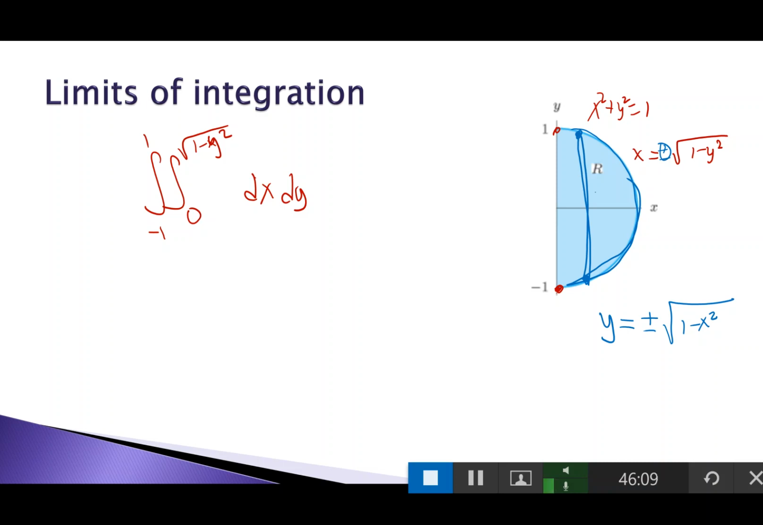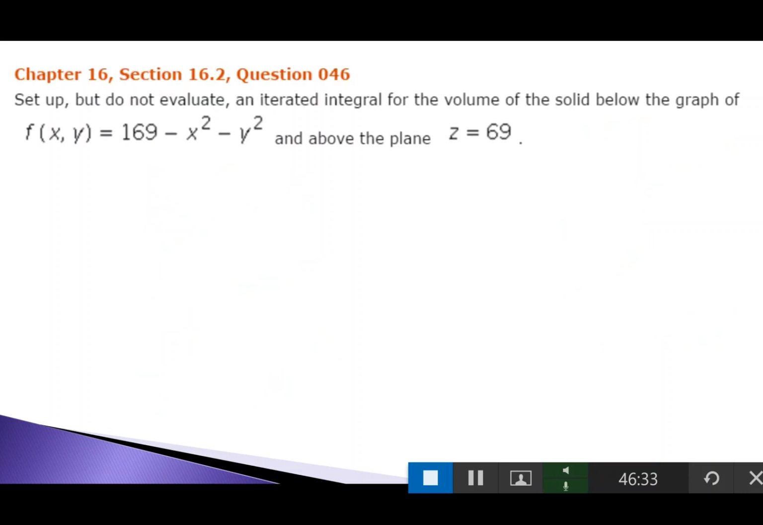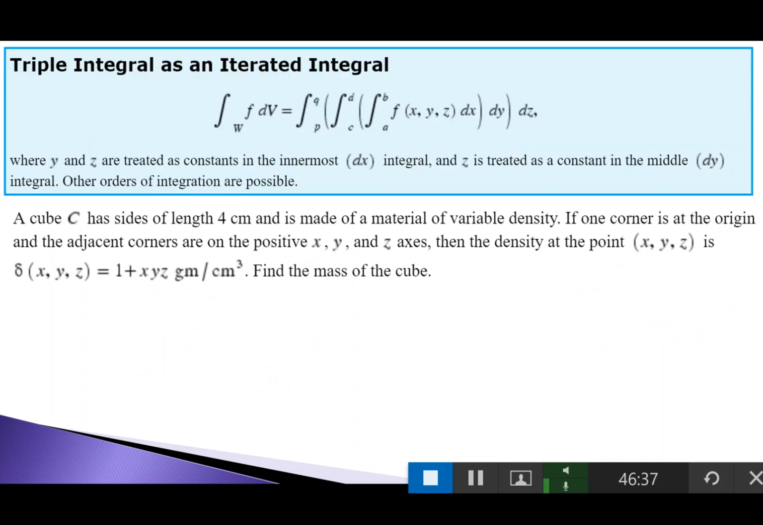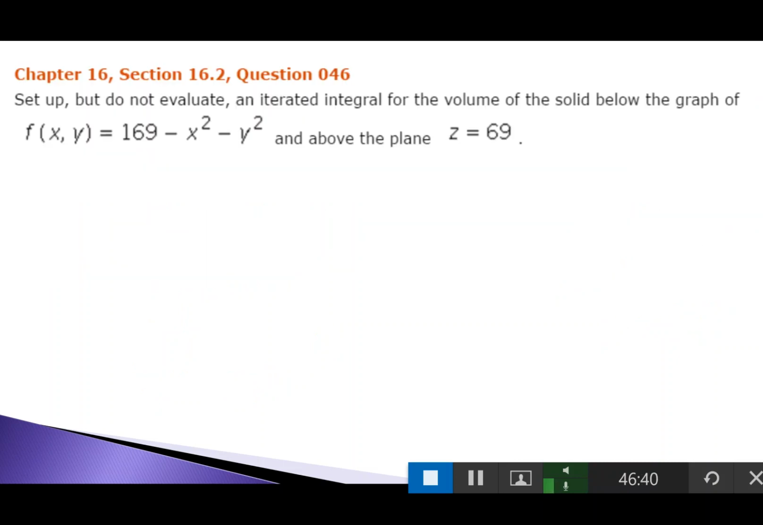But now I have both sides of the circle, so I'm going to have a plus and a minus. There's a minus root 1 minus x squared up to a plus root 1 minus x squared dy. And then again, my x's are easy. I look at the extremities from 0 out to 1. There's a setup there. Let's set up one more integral. And I think, yeah, that'll be a good place to stop, and I'll make another video with triple integrals.